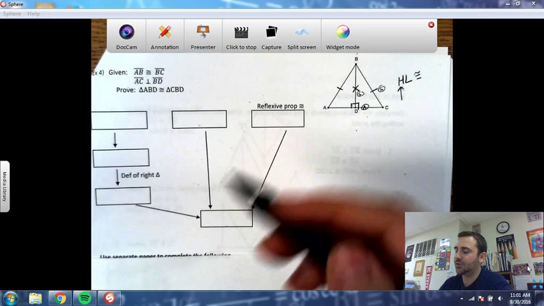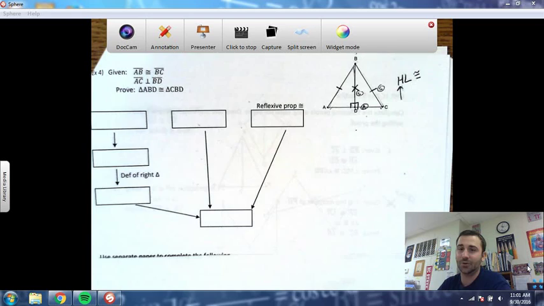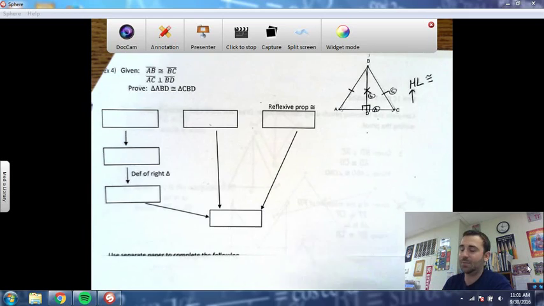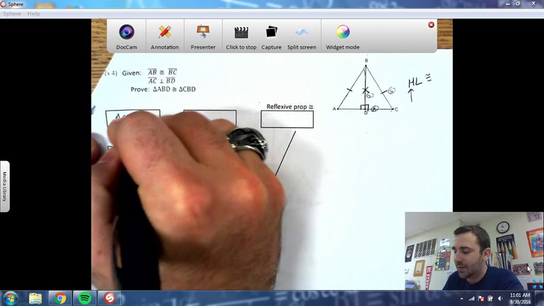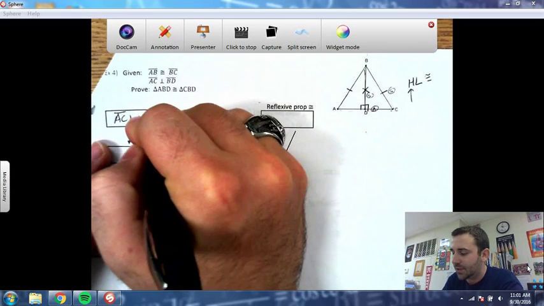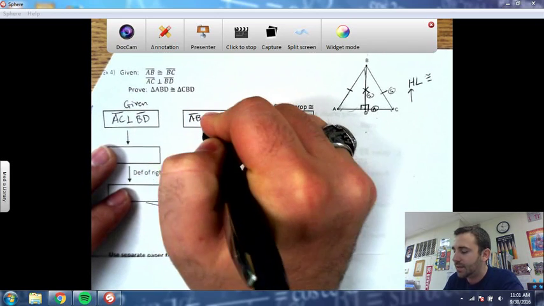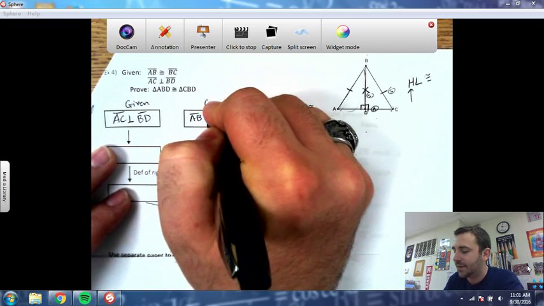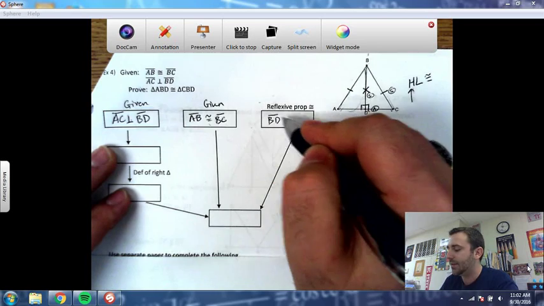So in a right triangle, we have a hypotenuse. And if the hypotenuses are congruent and a leg is congruent, by hypotenuse leg, I can then say that the two triangles are congruent. But I still need to be able to state that I have right triangles. So let's fill in the proof. Since this has more boxes, this is going to be my perpendicular because I'm going to need more explanation here. That was given. AB is congruent to BC. That's given. And then reflexive property of congruence tells me that BD is congruent to itself.